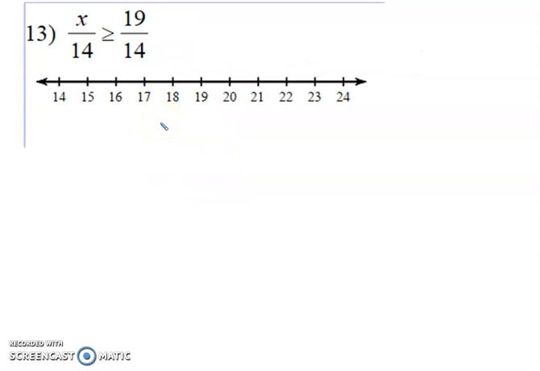Now look at number 13. Everyone go to number 13. I know you guys are getting this, but people freak out when they see ones just like this. So we're going to do one together. People freak out because, nope, not cross multiply. Good guess though. So this really means x divided by 14 is greater than or equal to 19 divided by 14. Correct. Is that true or false? True.